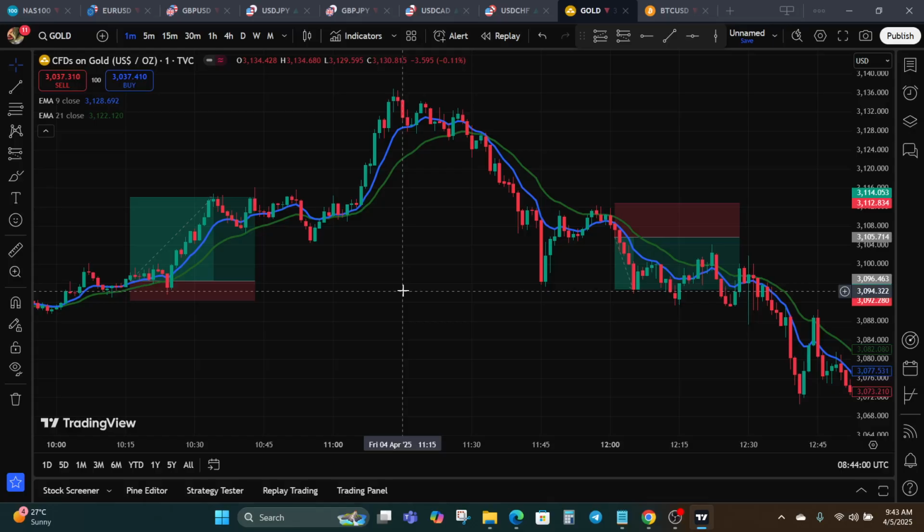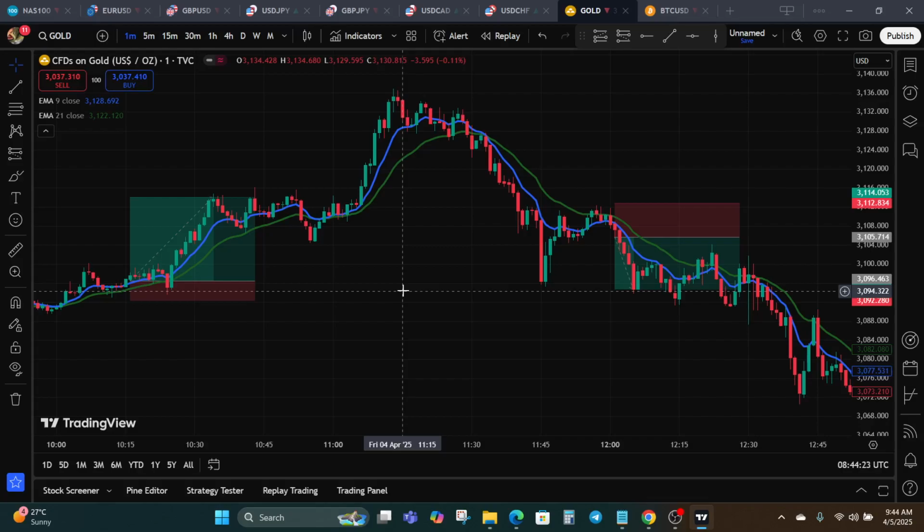Now, with gold, things can spike fast, and that is the reason why risk control is key. You should stick to risking no more than 1% of your account per trade, and then have a limit of 3 to 4 trades per session. Quality over quantity. You should be looking for high probability trades.